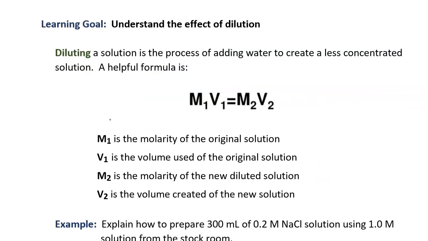Here's the next learning goal. Understand the effect of dilution. Diluting a solution is the process of adding water to create a less concentrated solution. A helpful formula is M1 times V1 equals M2 times V2. Here are the meanings of each of the four variables.